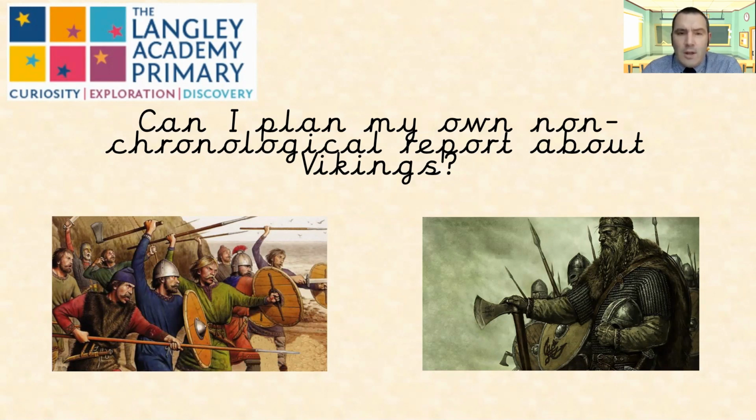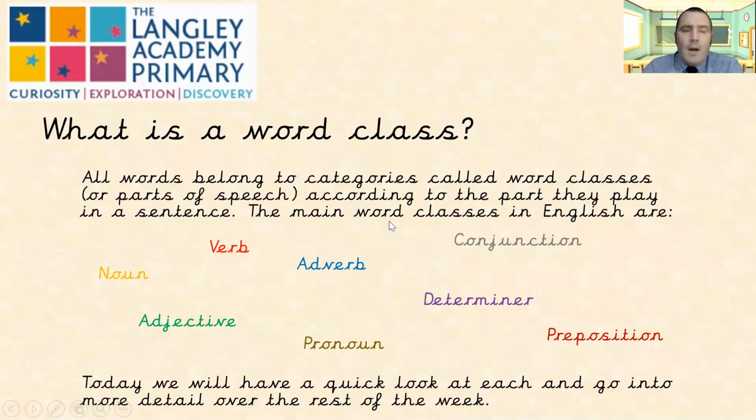Before we get started with our plan, we're going to have a look at what word classes are. So all words belong to categories called word classes or parts of speech, according to the part they play in a sentence. So the main word classes in English are verbs, conjunction, noun, adverb, adjective, pronoun, determiner, and preposition. So today we'll have a quick look at each of these and go into some more detail over the rest of our week.